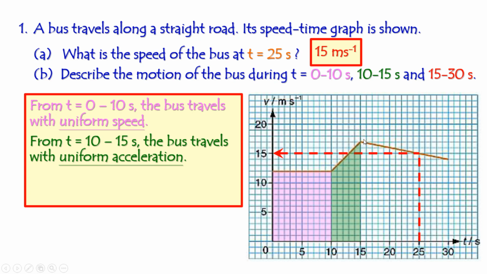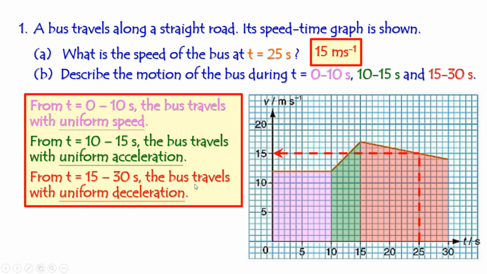Is it okay? And for the last part of the journey, the speed decreases from 17 to 14 along a straight line again. So for this case, the bus did not accelerate, it should be decelerate. So the bus travels with uniform deceleration. All the underlined words are the keywords for this question. Is it okay? So you can divide the graph into 3 parts and describe the motion of the bus one by one.